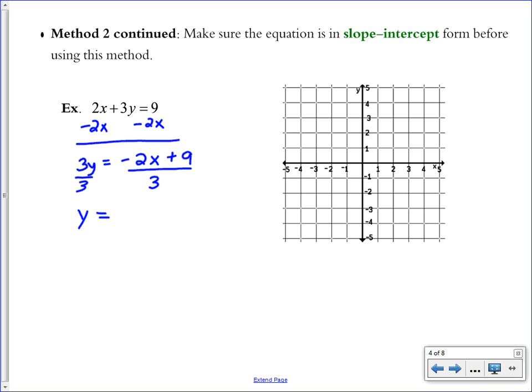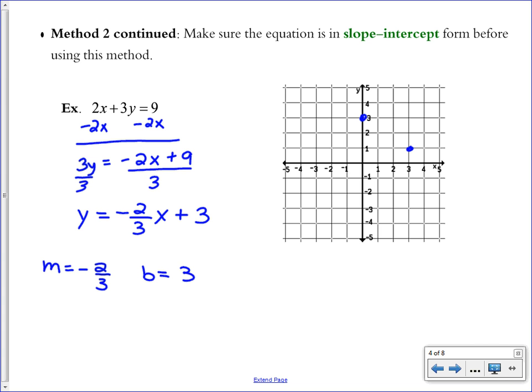Y equals, since this cannot be simplified, I'm going to leave that as negative 2/3 x. That's okay because I like when my slope is a fraction. 9 divided by 3 is a whole number, so plus 3. Now the equation's in slope-intercept form. I can see that the m is negative 2/3 and the b is located at 3. That means the point 0, 3 is on the line. That's my y-intercept. From there, to find my next point, I'm going to use a vertical change of negative 2, so down 2, and a horizontal change of 3. So I'm going to go down 2 over 3 units.